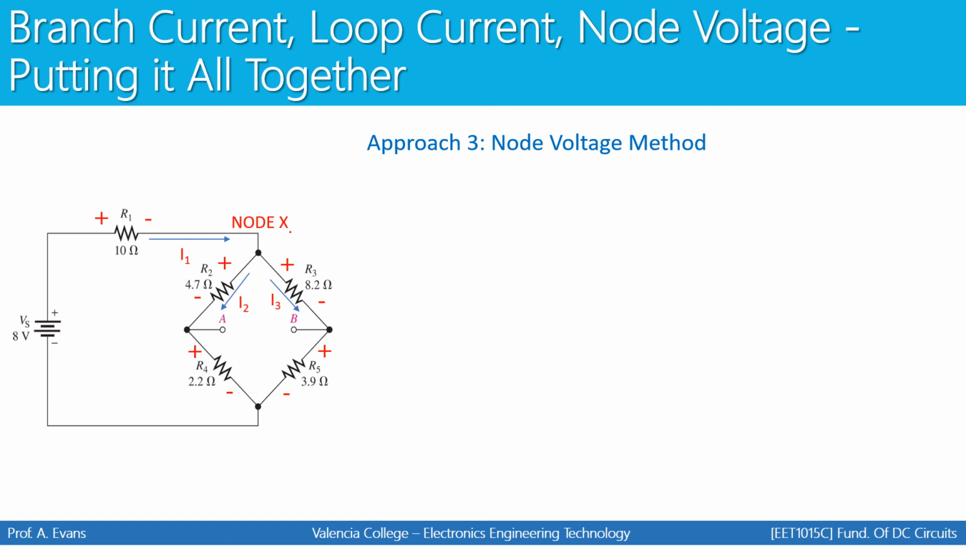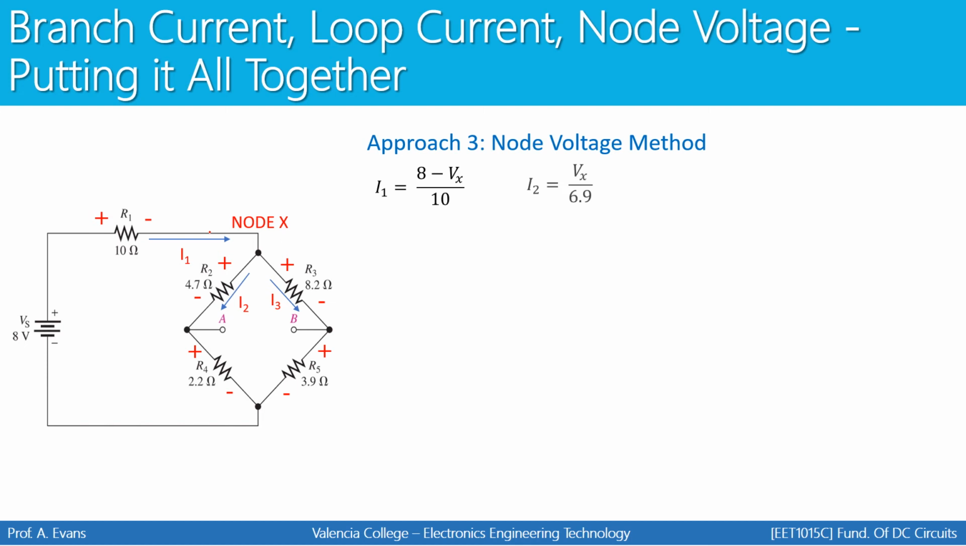Now that we've identified each branch current, we need to write an equation for each current on the picture in terms of a voltage drop divided by a resistance along that path. So for example, I1 is going to be equal to the voltage drop from this point to this point divided by the resistance along that path. So in that case, we have a voltage of positive 8 volts minus the voltage at node X, that's our voltage drop along this path, divided by 10 ohms, that's the resistance along this path.